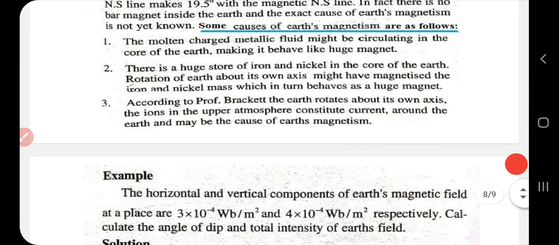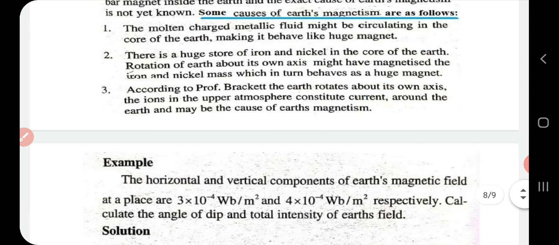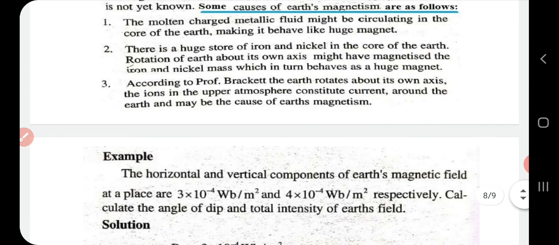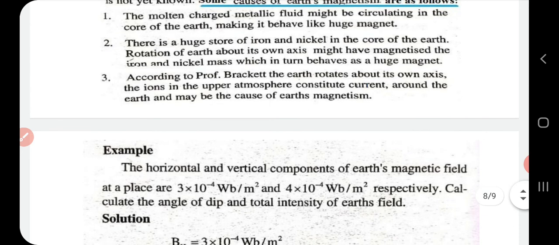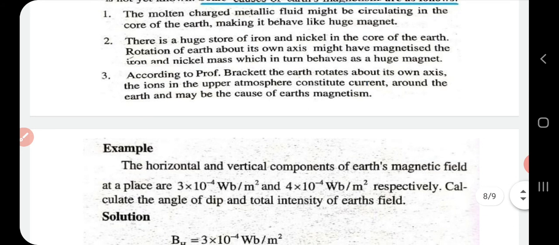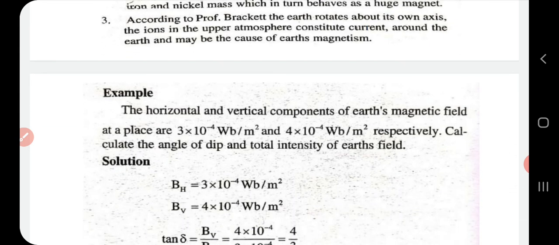Another one is that in Earth's interior there may be some metals like iron, nickel, etc. And we know Earth is rotating on its axis. So due to this rotation, the iron and nickel present inside the Earth may get magnetized, and that may be the cause of Earth's magnetism. The last one is that according to Professor Brackett, Earth rotates on its axis and the ions in the upper atmosphere constitute a current around the Earth, and this also may be a cause for Earth's magnetism. So these are just some of the assumed causes of the magnetism of Earth.